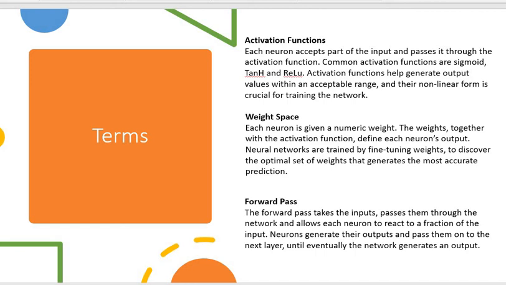Then we also studied backpropagation and the forward pass. The simple definition of the forward pass is that it takes the input, passes it through the network, and allows each neuron to react to a fraction of the input. Neurons generate their outputs and pass them to the next layer until eventually the network generates an output. So now we have revised what an activation function, a weight space, and the forward pass are.